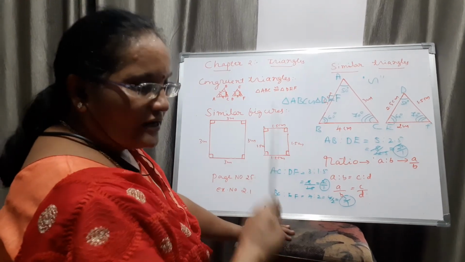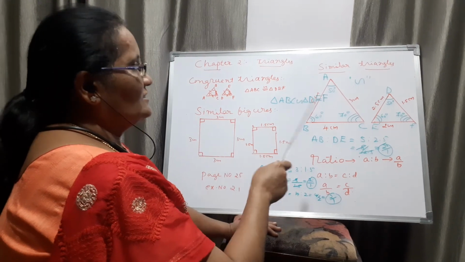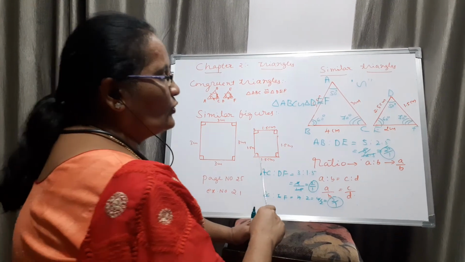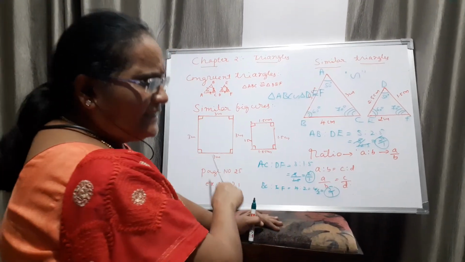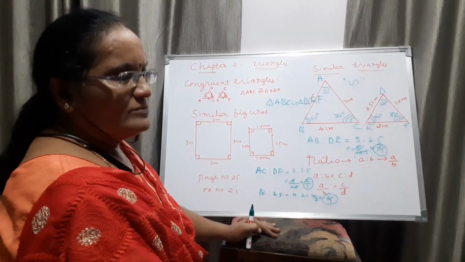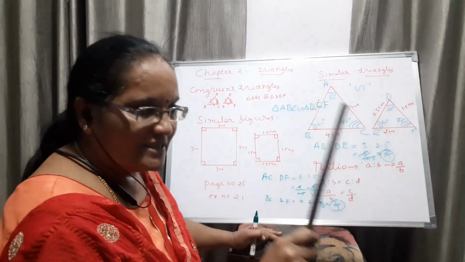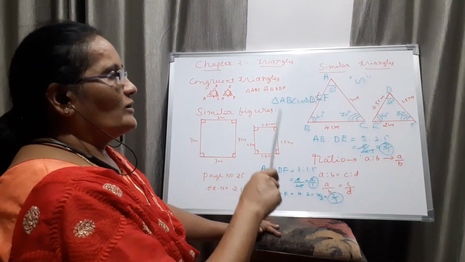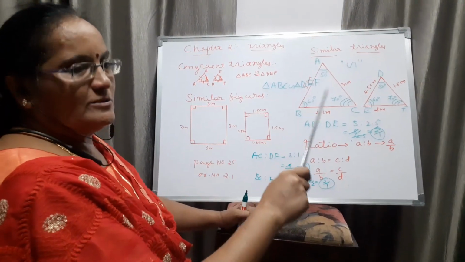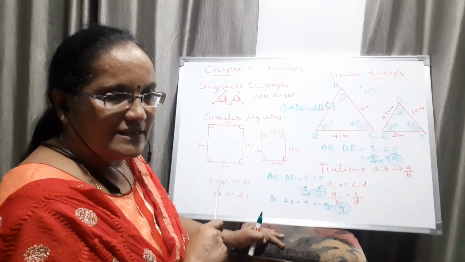I think you understood the difference between congruent and similar, and the meaning of similar triangles. Here in this year we are taking only ratios, not equality. With the help of ratios we are solving the problems as well as proving the theorems. In this chapter we have 3 theorems. One is the Thales theorem, one more is the AA criteria theorem, and one more is areas of similar triangles. These 3 theorems are very important for the examination.